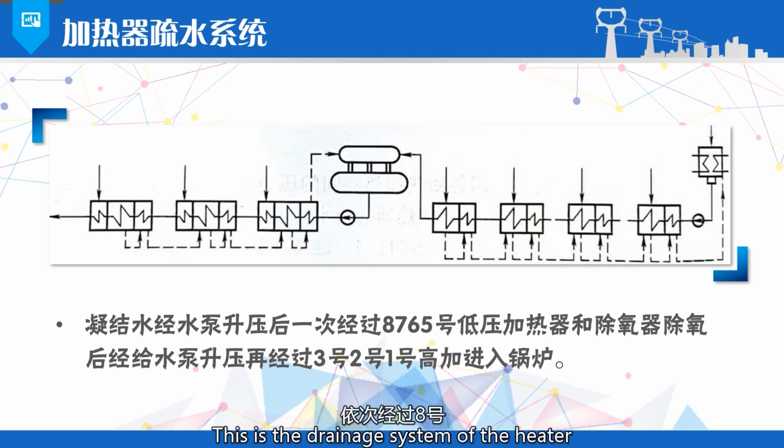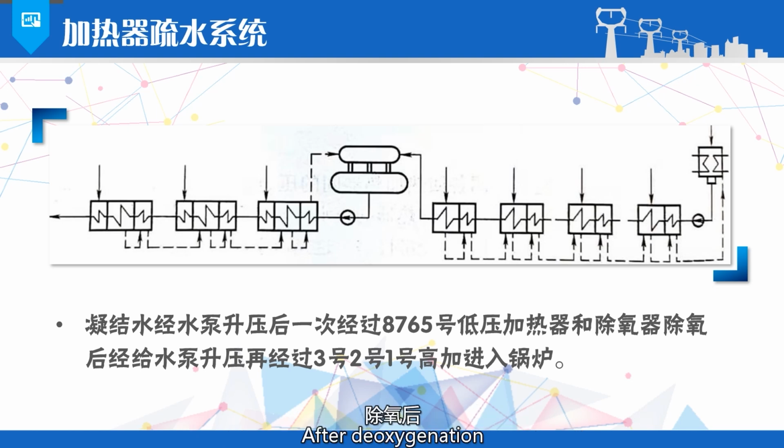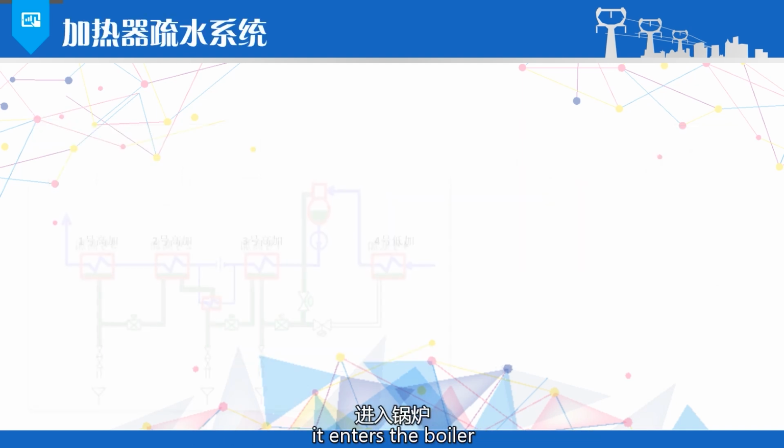The condensate is pressurized by the condensate pump and passes through the number 8, 7, 6, and 5 low-pressure heaters and the deaerator. After deoxygenation, it is pressurized by the feed water pump. After passing through number 3, number 2, and number 1 high-pressure heaters, it enters the boiler.